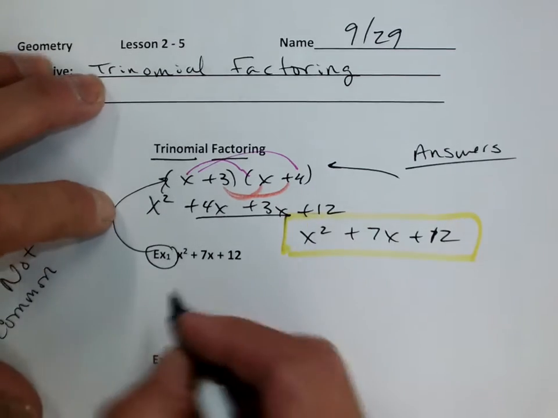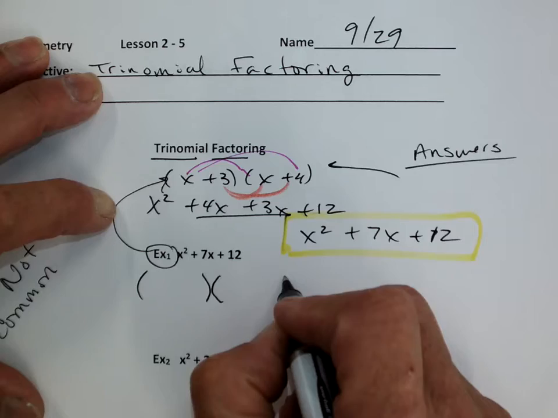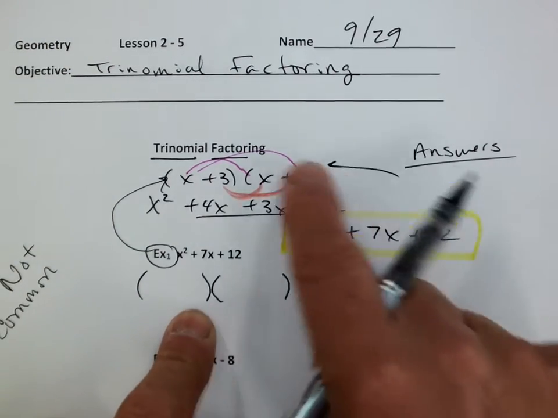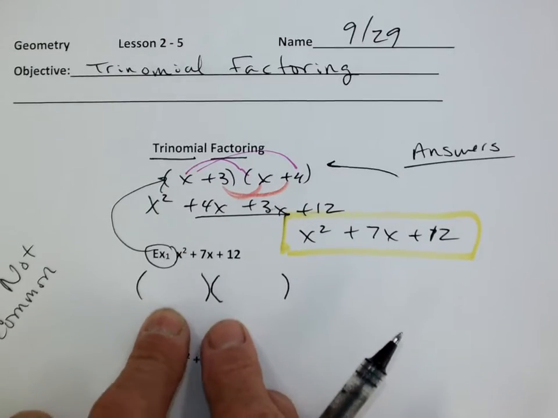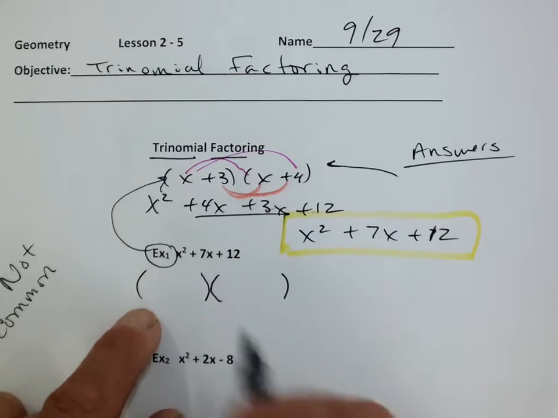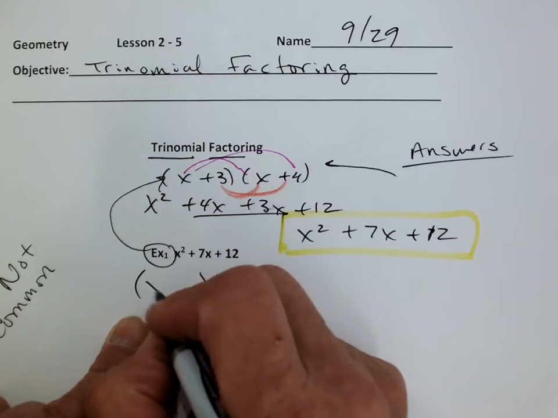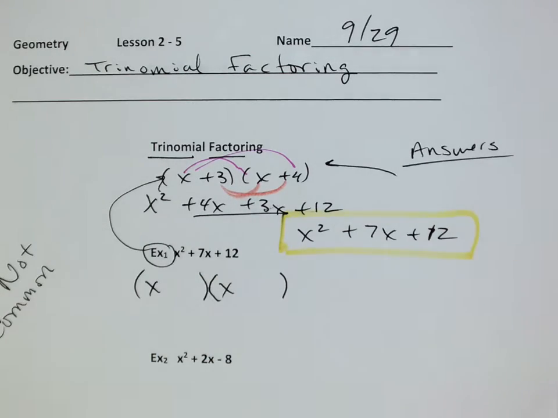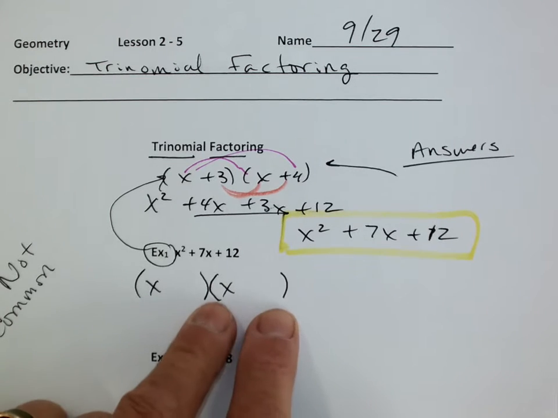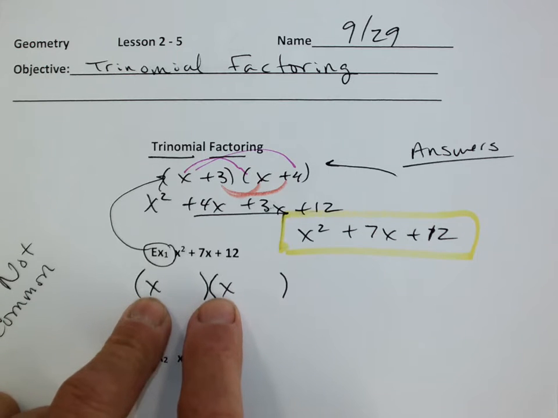So I know I'm going to start off with parentheses, parentheses, parentheses, parentheses. Because I already know the answer, but let's say we don't. When I'm doing trinomial factoring, here's where I started. The only way I'm going to make an x squared is an x times an x. So get your parentheses, and then know that we're going to have to do x and x.